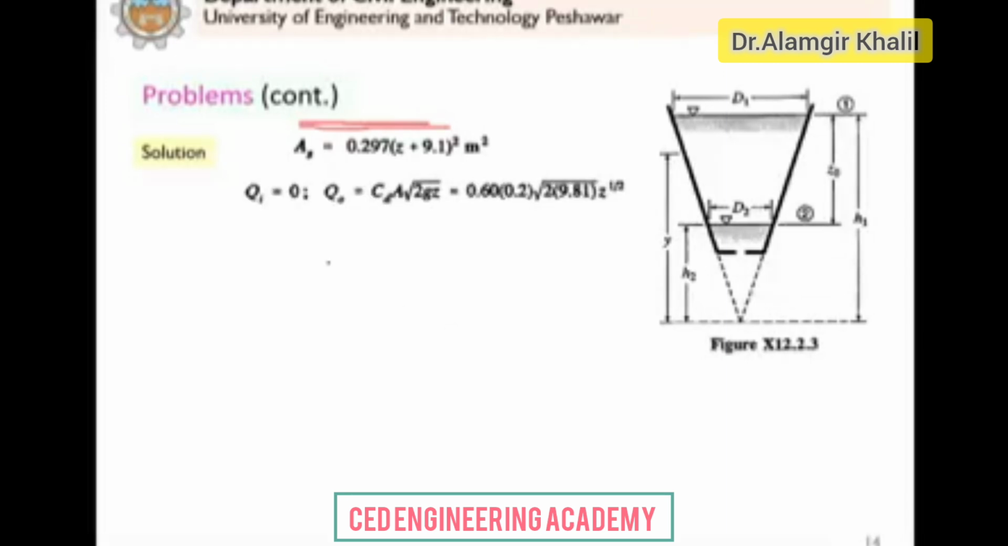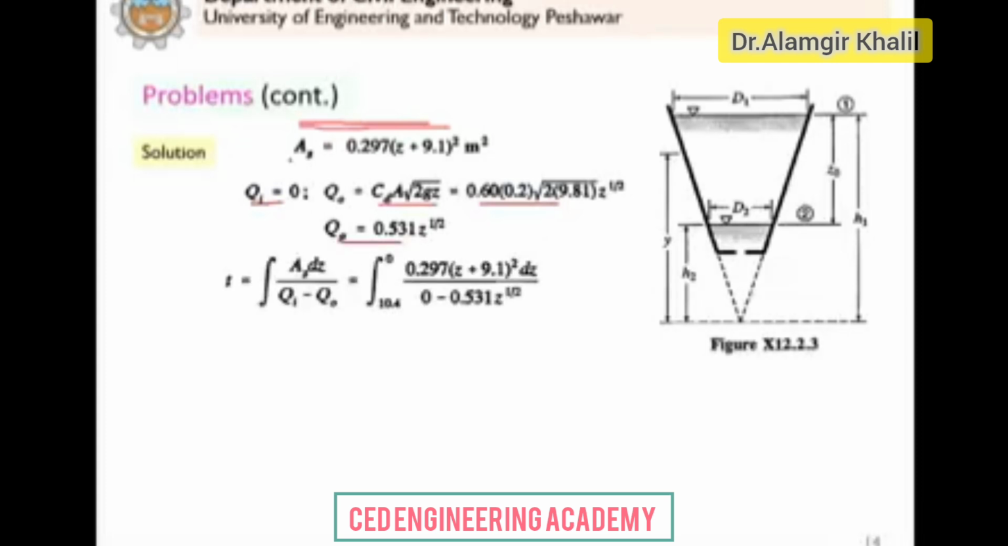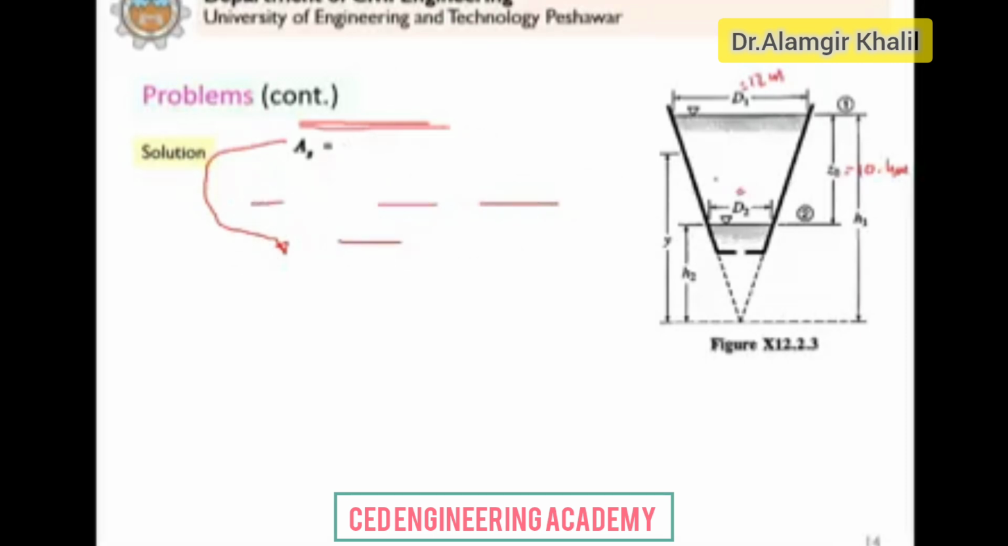Now the question is easy. QI is 0 and Q naught is given by this simple formula for the orifice. Z is variable, so Q naught is a function of Z, and we have AS. You put AS here and you put Q naught here. QI is 0 and the water level drops. This total is 10.4 meter. This is 12 meter. And this is 5.6 meter.